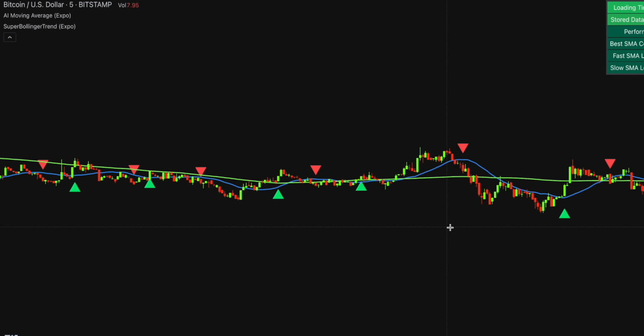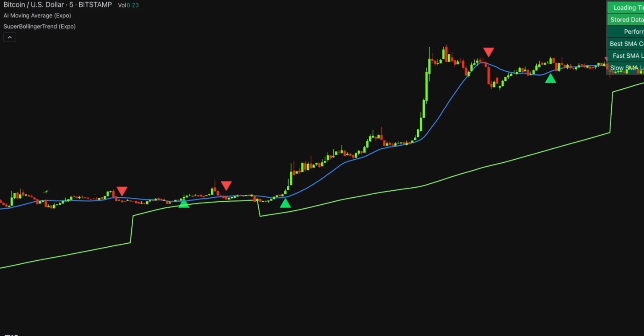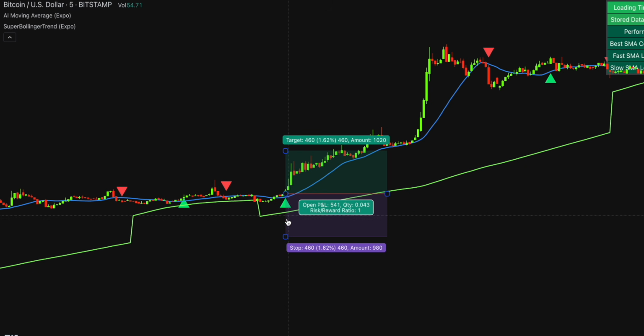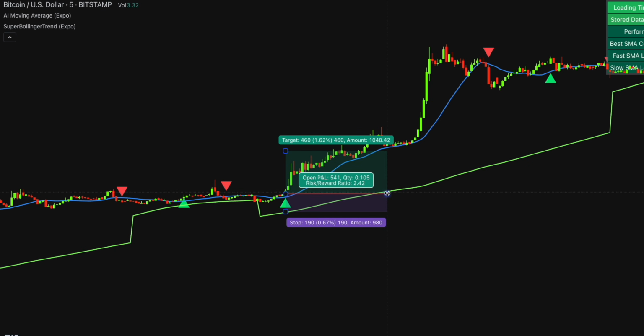Exactly the opposite rules apply for a long trade. First, wait for a bullish cross and pull back to the fast SMA. A long trade is opened when the indicator gives a buy signal.